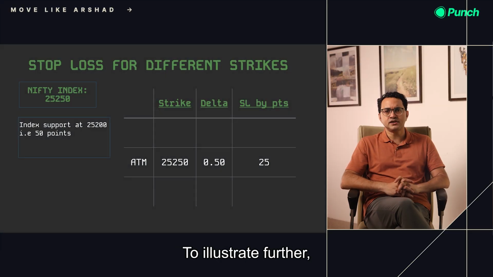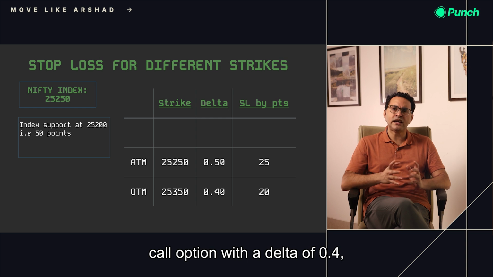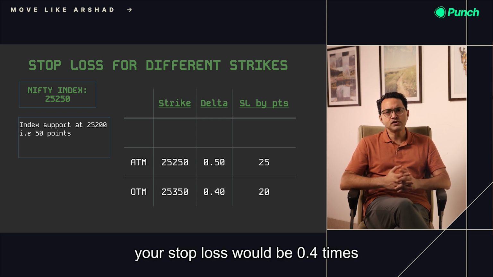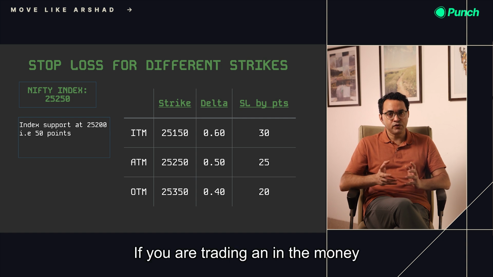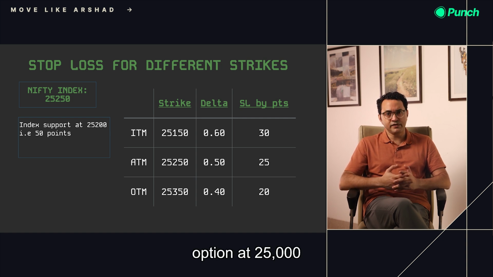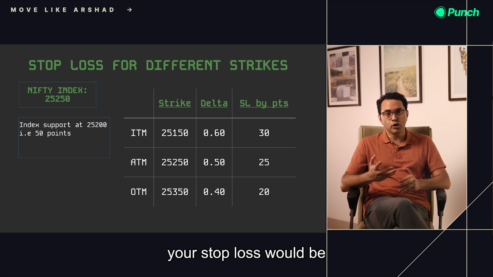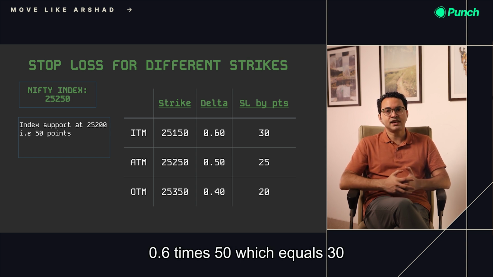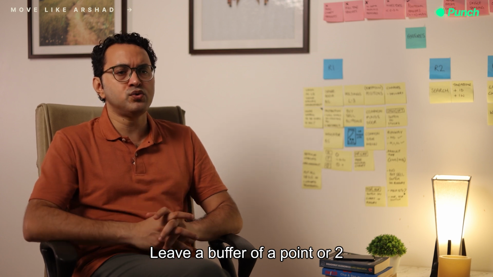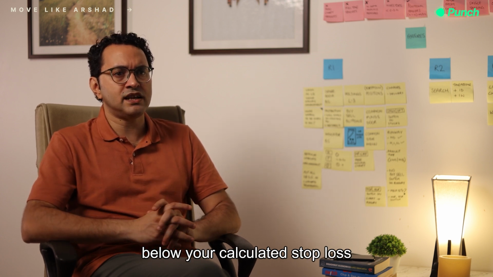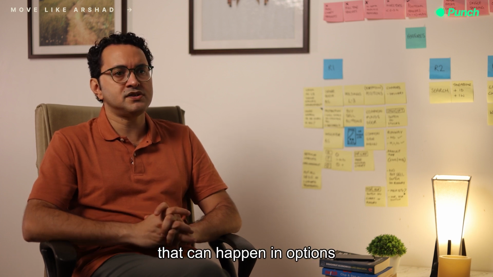To illustrate further, if you were trading the 25,350 call option with a delta of 0.4, your stop loss would be 0.4 times the 50-point difference, which is 20 points. If you're trading an in the money option, the 25,150 call option with a delta of 0.6, your stop loss would be 0.6 times 50, which equals 30 points. Leave a buffer of a point or two below your calculated stop loss level to account for sudden price movements that can happen in options trading.